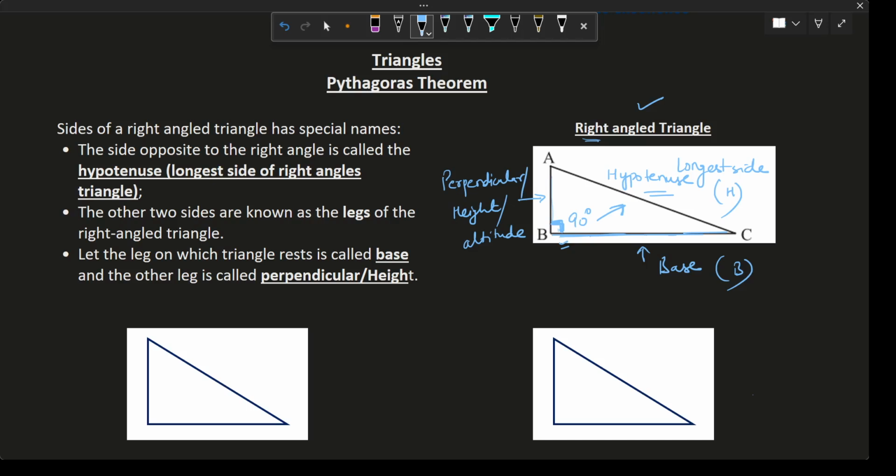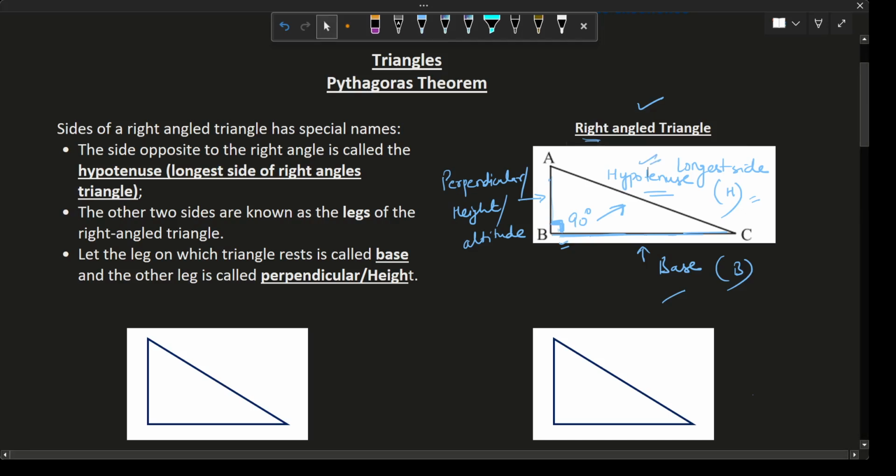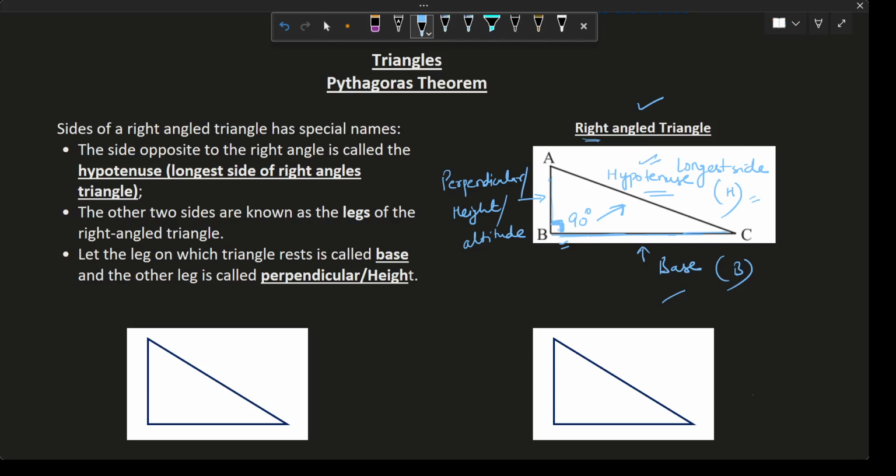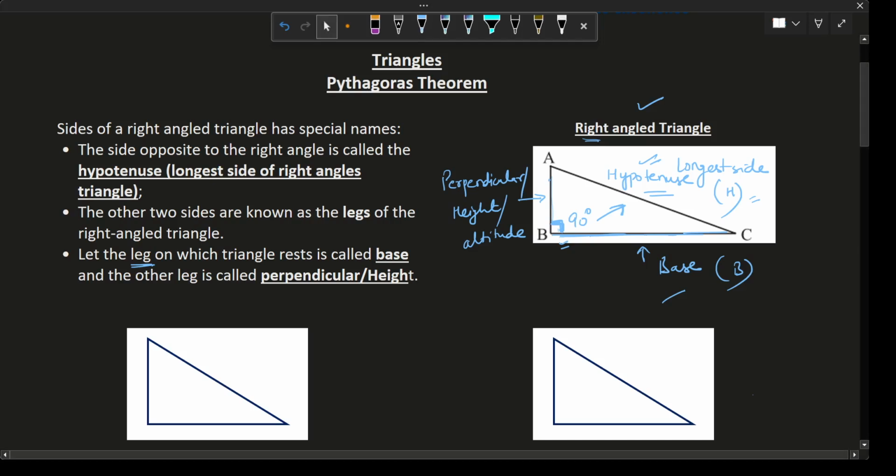So now here we have the perpendicular, we have the base, we have the hypotenuse. These are the three sides of a right angle triangle. And out of these, hypotenuse is the longest side. The two sides, perpendicular and base, they have a common name also. We call them the legs. They are the legs of the right angle triangle.